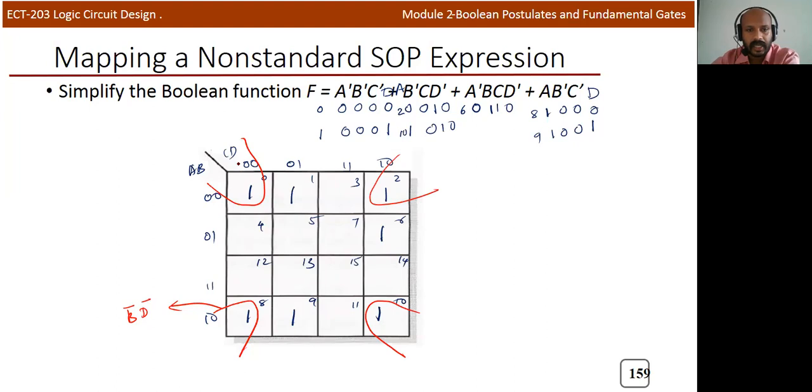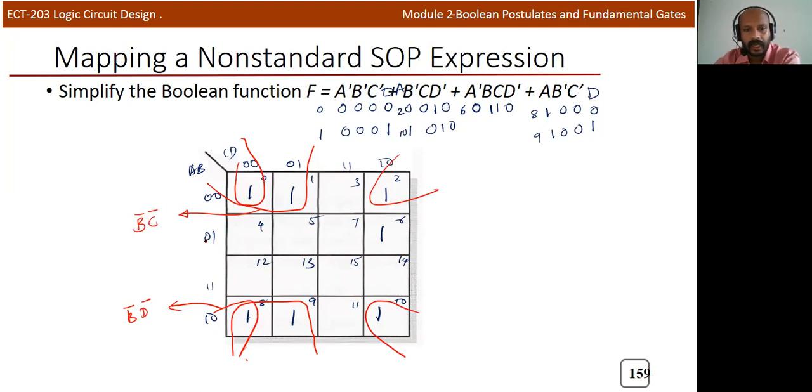Then you can consider another group like this. Okay, this is one group, and here also you can consider a group. So if you write this particular group, the common term, you can write again the first and last row, B bar as a common term, and first and second column, C bar as the common term.